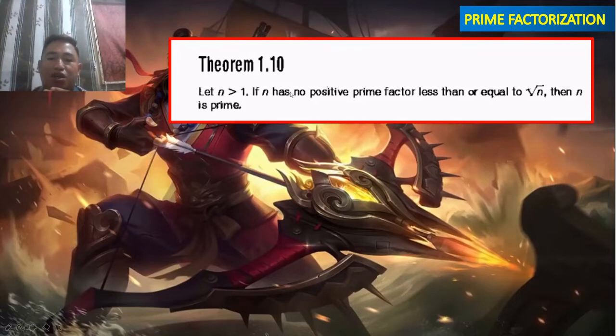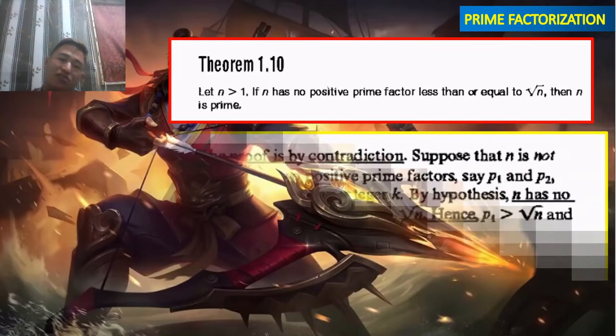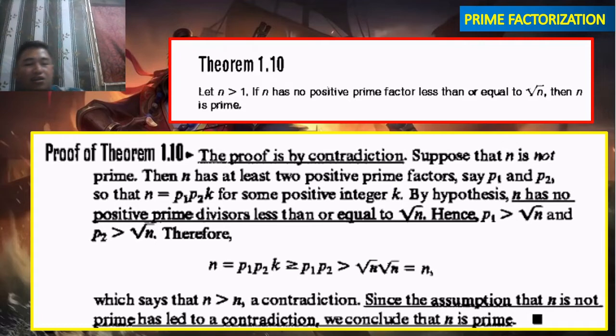Positive prime factor nga 2. Then, 50 is not prime. Okay. So, proof of Theorem 1.10.